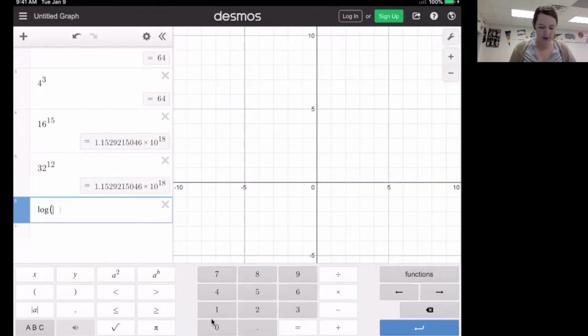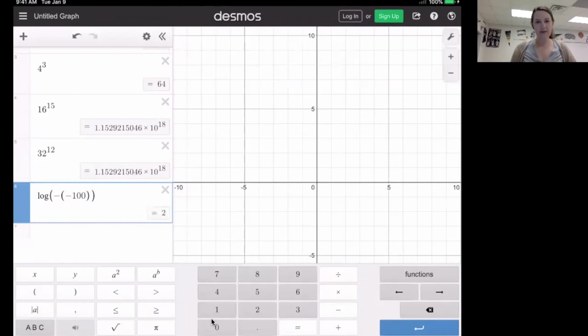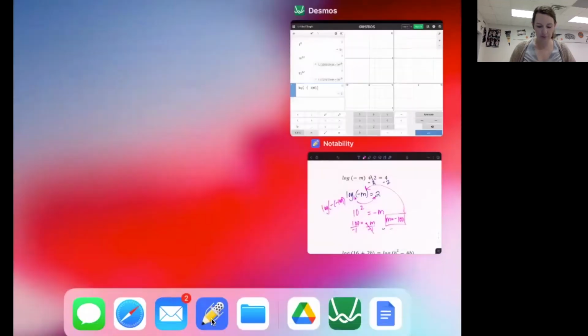So this is just the common log. I can use the regular log button of negative 100. We see that we do get an answer of 2.